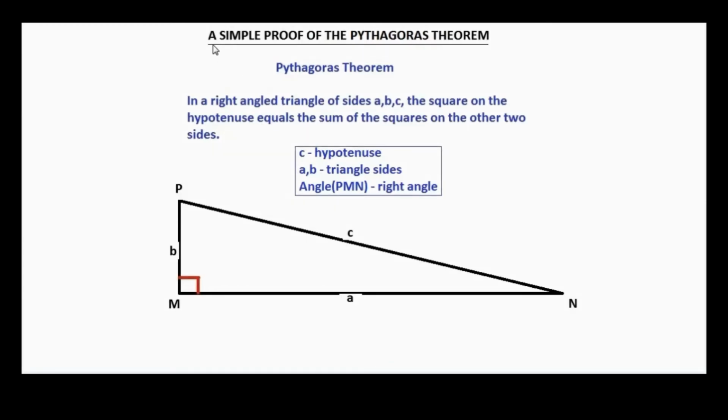We give a simple proof of the Pythagoras theorem. Pythagoras theorem states that in a right-angled triangle of sides A, B, and C, the square on the hypotenuse equals the sum of the squares on the other two sides.